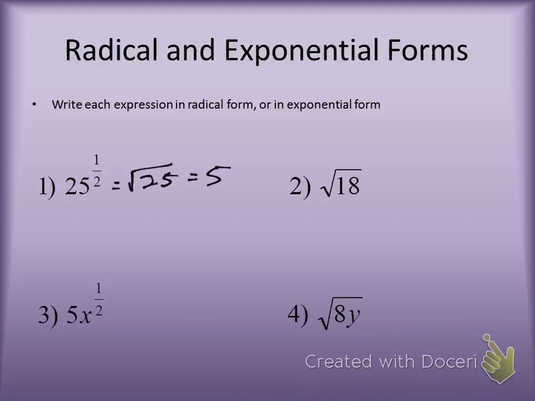Now go the other way. The square root of 18 you can write as 18 to the 1/2 power. Still exponents. Those exponents are just fractions now. So number 3, 5x to the 1/2 power.